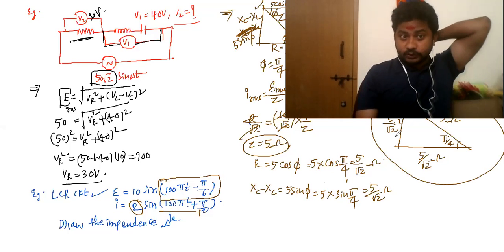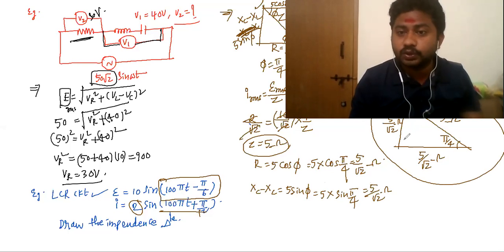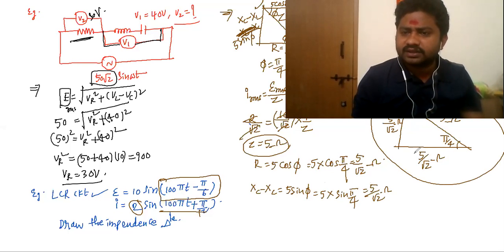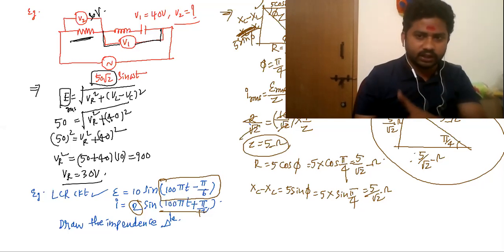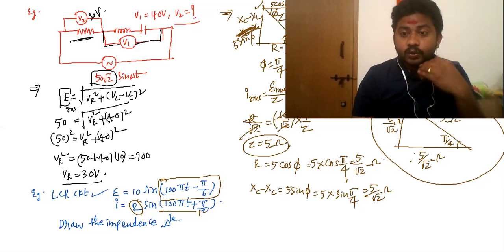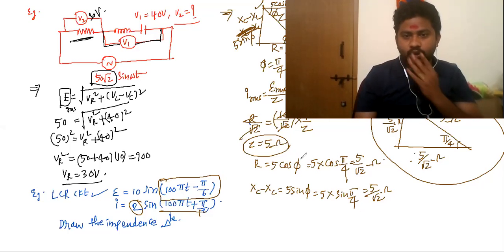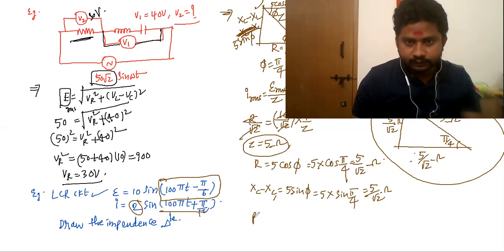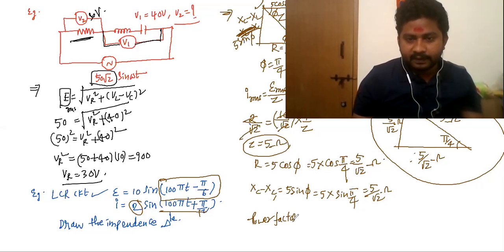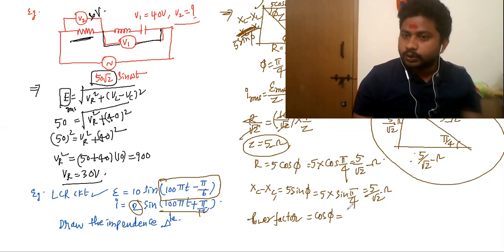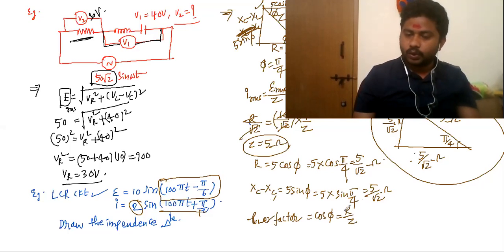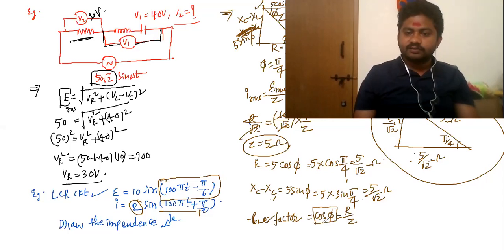If you have any doubts, my dear students, you can check. You just use the Pythagoras theorem: the square of this and the square of this must add up to the square of this. That's one thing. And the second thing, we know the power factor, right? What is the power factor here? Power factor is equal to cos phi, which is equal to R by Z.